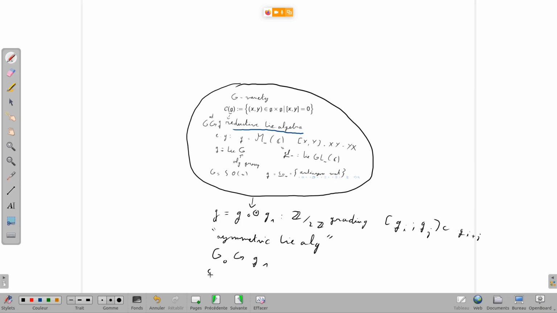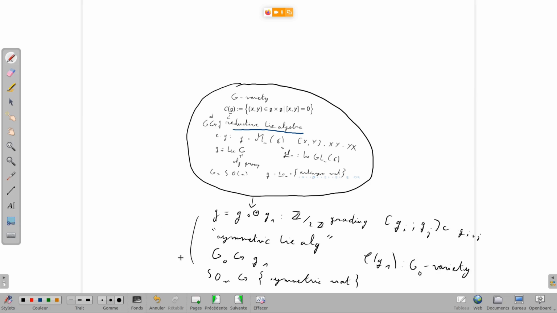One example is the action of SO_n, special orthogonal group, acting on the set of symmetric matrices. So this is the case of polar decomposition. You see that g is just a decomposition into antisymmetric and symmetric matrices. What you can consider is, again, the commuting variety, and you look at the commuting variety in g_1, the set of pairs of symmetric matrices, and this is a G_0-variety.